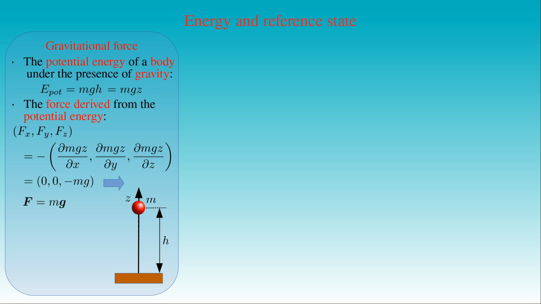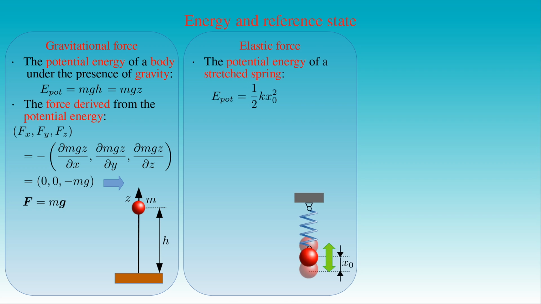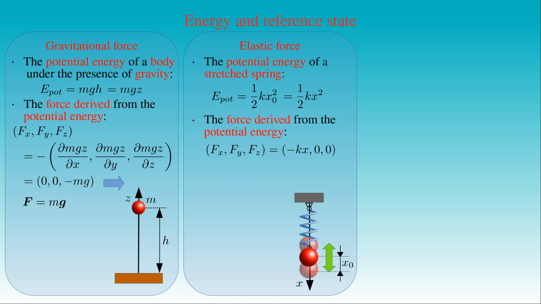We can also determine whether the elastic force produced by a spring is conservative or not. We already saw that the potential energy of a spring stretched by an amount of x0 from its equilibrium length is equal to 1 over 2 times the spring constant k times the square of the displacement x0. Let us suppose that the x-axis points in the direction of the displacement and the x-coordinate represents the displacement x0. Then the components of the force F, given by minus the partial derivatives of the potential energy with respect to the corresponding coordinates, are equal to minus k times x, 0, 0. As a result, the force F is equal to minus the spring constant k times the displacement vector x, which is Hooke's law, showing that the elastic force produced by the spring is a conservative force.